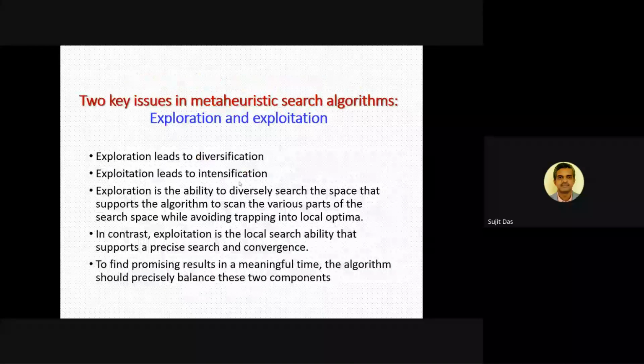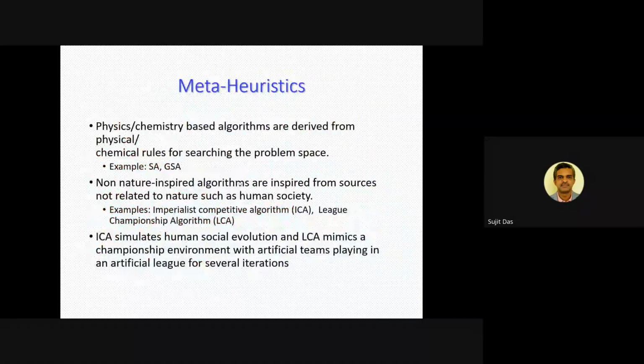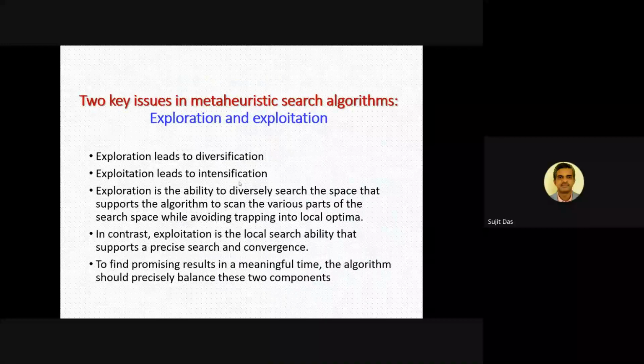So those were some ideas behind what I was trying to convey here: why these metaheuristics are randomization plus heuristics. Again, there are some ideas behind randomization that obviously I will convey. Now, again, two key concepts that I observed. In these metaheuristics algorithms, one is exploration, second one is exploitation.